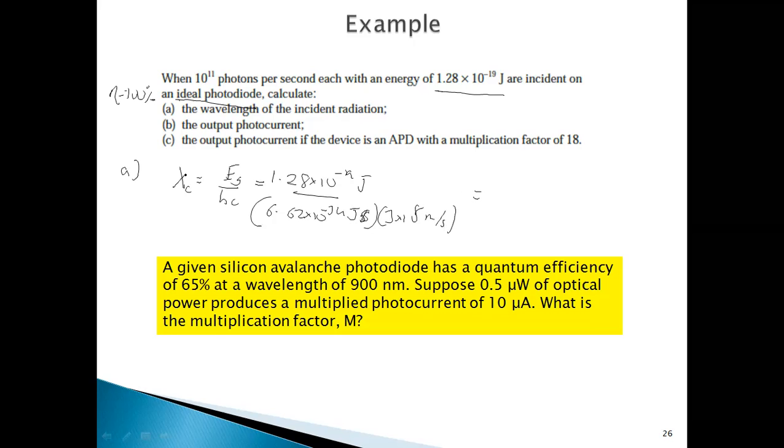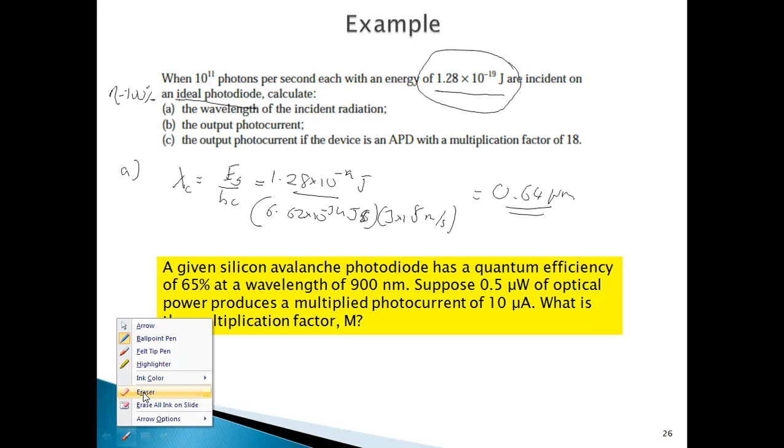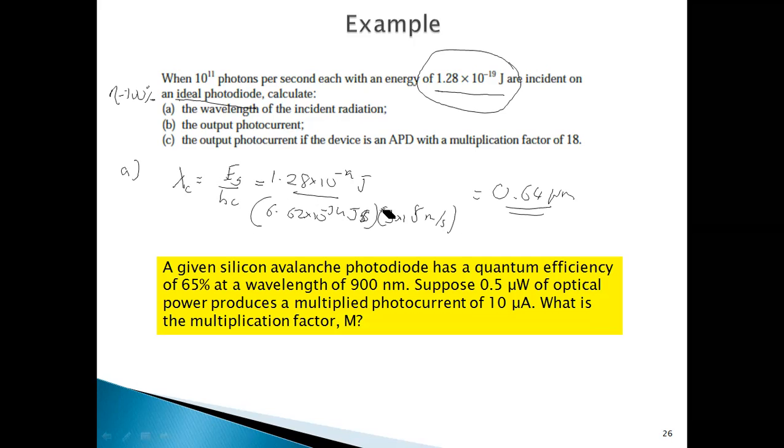So for this cut-off wavelength, it can be further calculated that the wavelength of the incident radiation will be equal to 0.64 micrometer. That should be the wavelength of operation, which is the maximum wavelength that is permissible with this given energy of 1.28 times 10 to the power of negative 19 joule incident on this photodiode. So that should be the answer for part A of the questions. Let us proceed with part B of the questions.